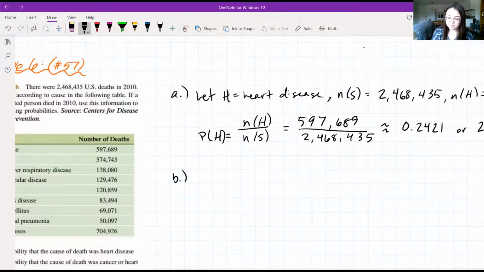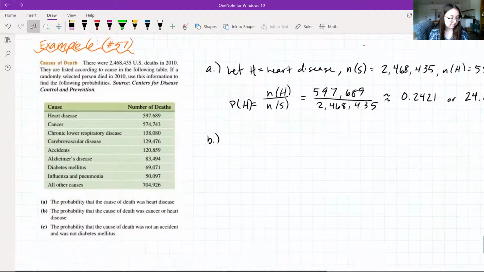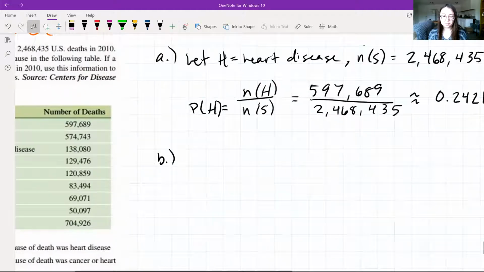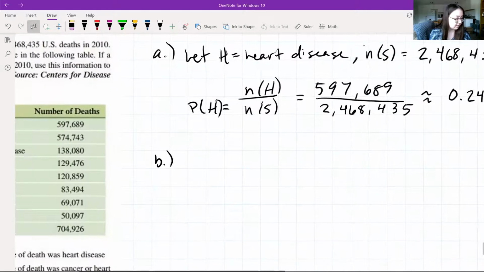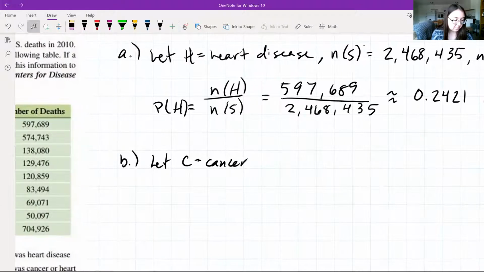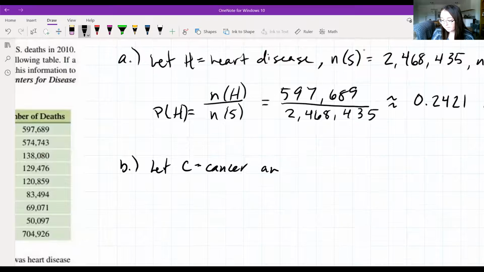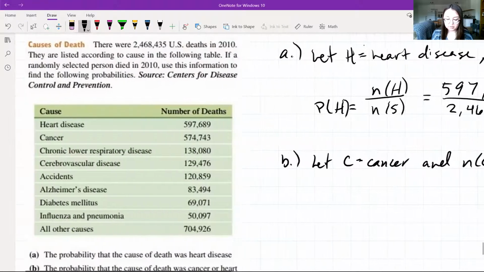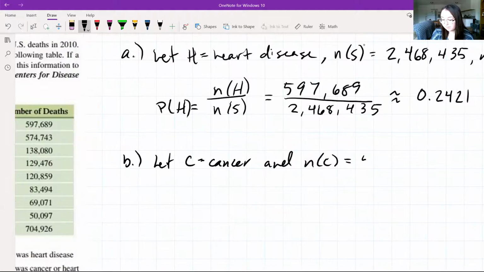All right. Then for part B, we have the probability of the case of death was cancer or heart disease. So we want to let C equal cancer, and then we'll let N of C equal 574,743.